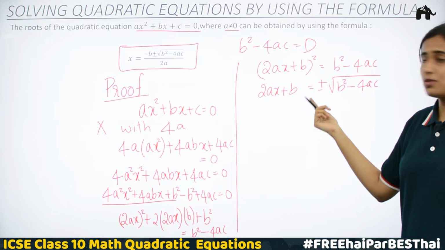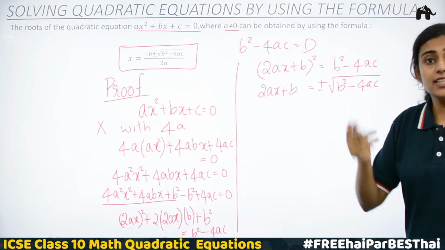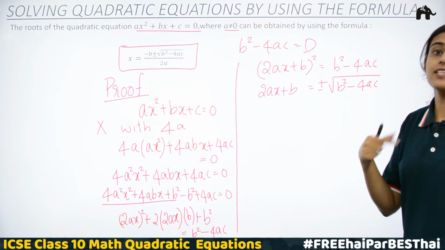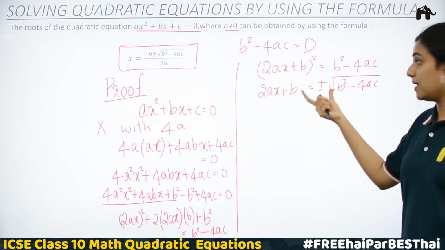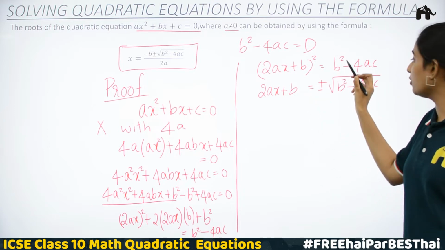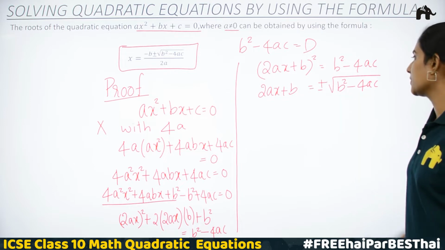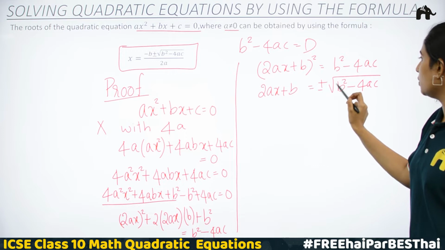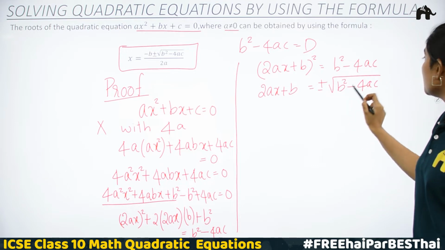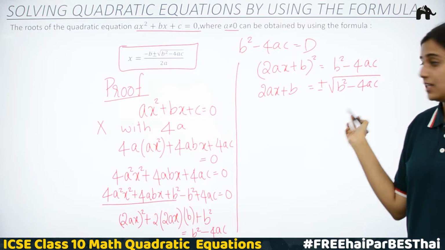You know why I use this plus or minus. If you take the number 4, 4 is the square of plus 2 and minus 2. Same concept I am applying here. When you take the square root, you have to put this plus or minus. So 2ax plus b is equal to plus or minus root of b square minus 4ac.